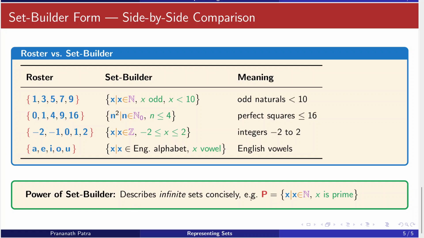For example, we can say set P is the set of all x such that x belongs to the natural numbers and x is prime. That one short line of math perfectly captures an infinite number of prime numbers, beautifully contained in a single rule, without us ever having to write them all down.